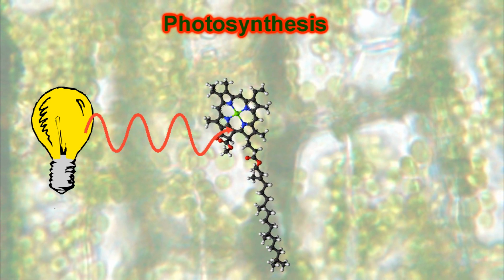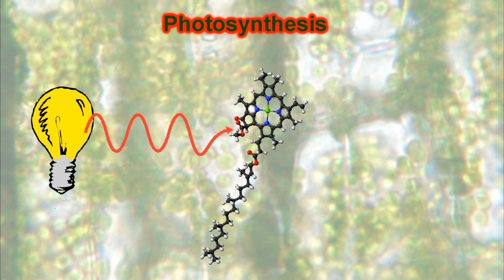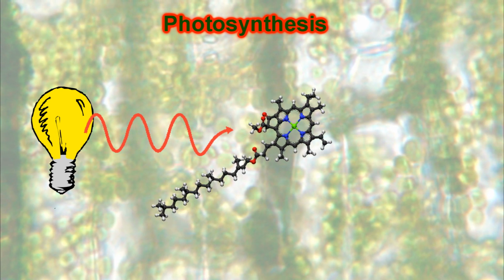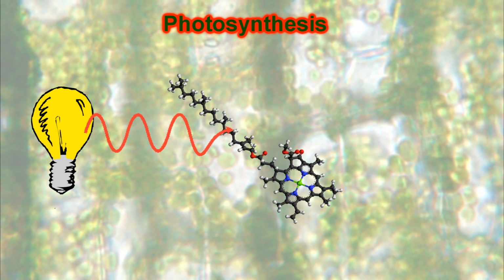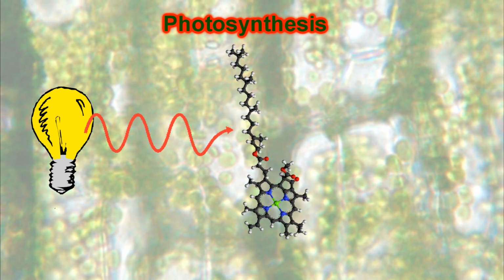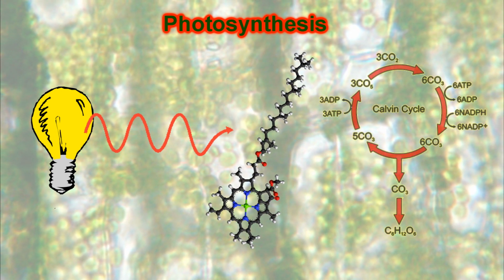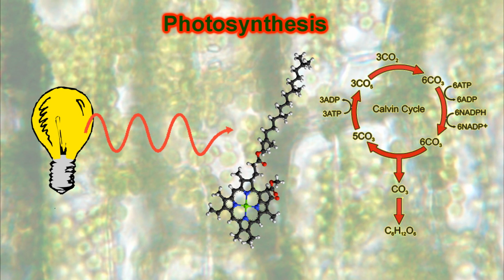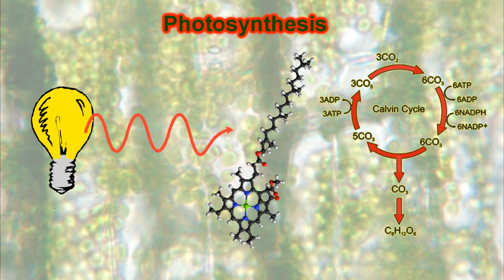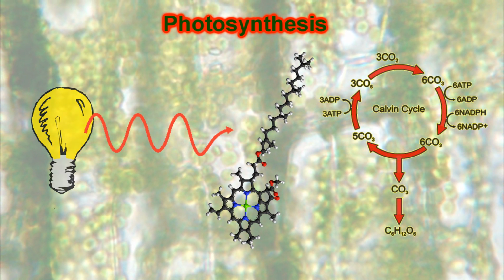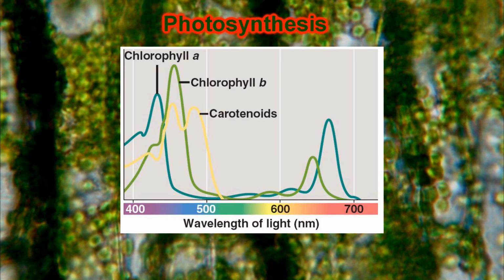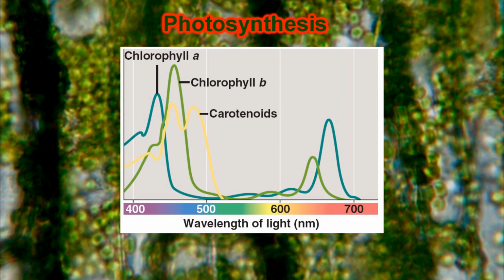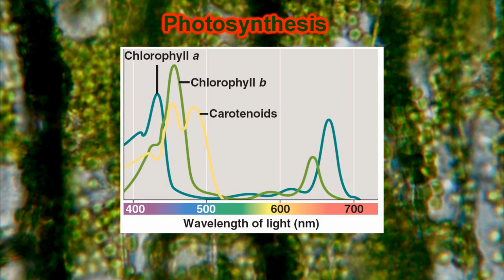The plant then uses this energy as a power source to create ATP. ATP is a sort of battery for reactions that happen without light. This process is called the Calvin cycle, and the plant uses the Calvin cycle to produce sugars. So photosynthesis occurs in two different types of chlorophyll, A and B.